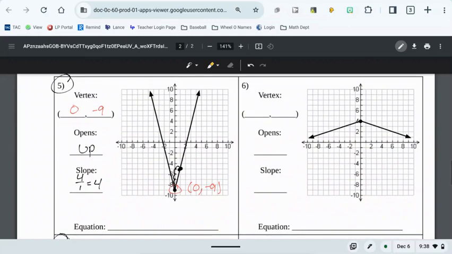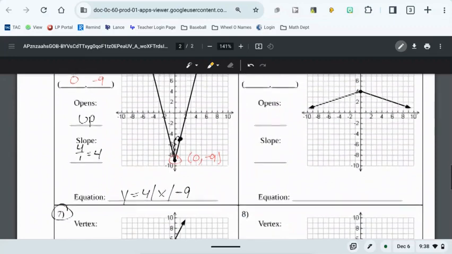Now we have the necessary information. So y equals our slope, 4 for our a value, times the absolute value of x. Now the opposite of our x value. Well, our x value for our vertex is 0, so we don't have to write +0, right? We just write nothing. Nothing else joins the x inside the absolute value. And then we keep our y value for our vertex the same, -9.